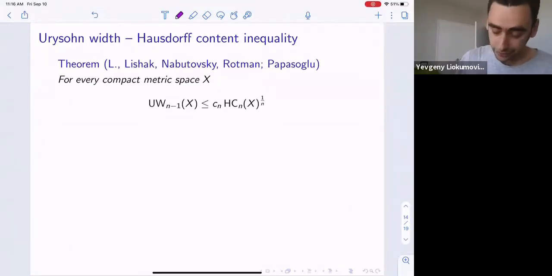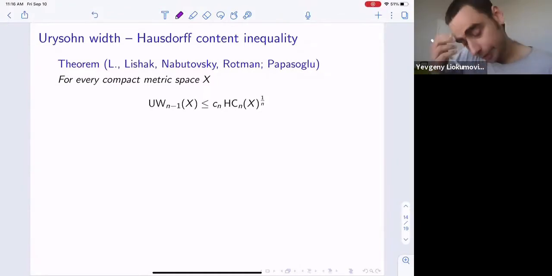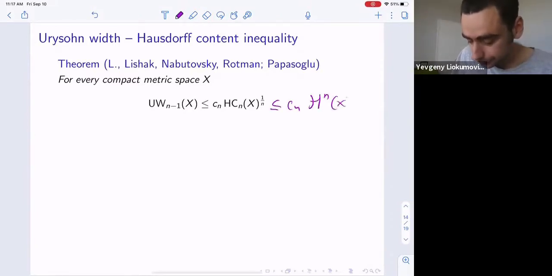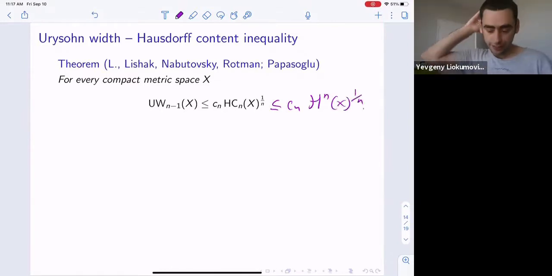And then later, a different proof was given by Panos Papasoglu. The result is that if you have a compact metric space X, then the n-1 dimensional Urysohn width of X is bounded by the Hausdorff content. And if you remember, the Hausdorff content is bounded by the Hausdorff measure of X. There is a more general version of this result where we do not assume that this space is compact, but only locally compact.